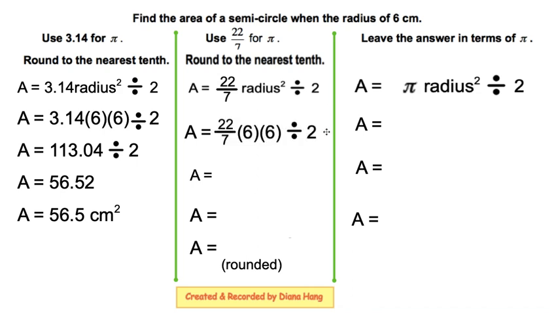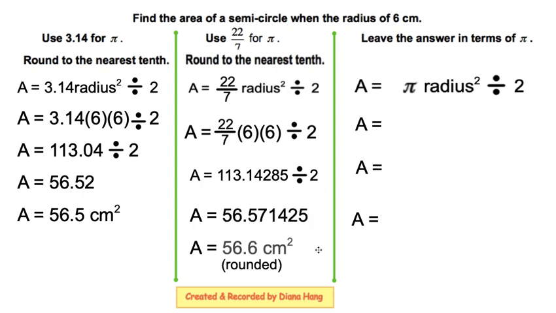Replace the values for the radius into the formula. Again, grab that calculator, see if your calculations follow along, and make sure you round to the nearest tenth. 56.6 centimeters squared. Last but not least, we're going to be keeping pi as pi.